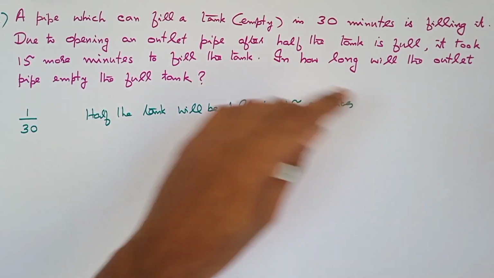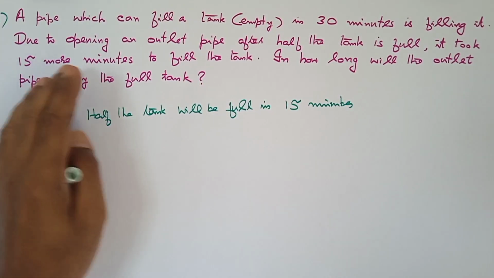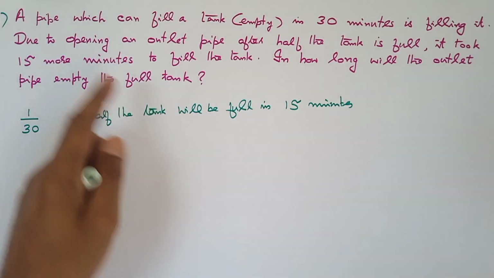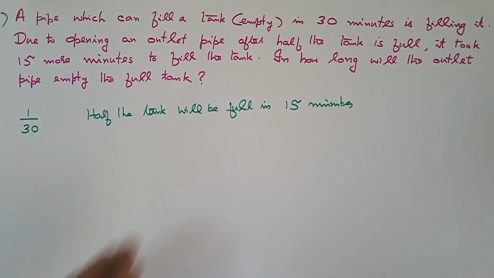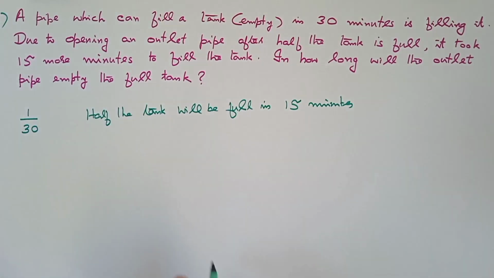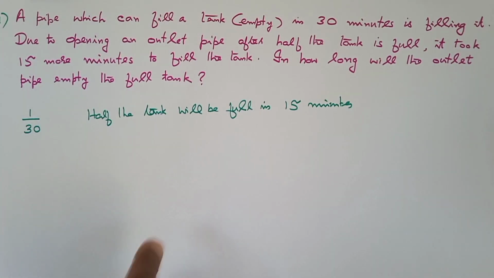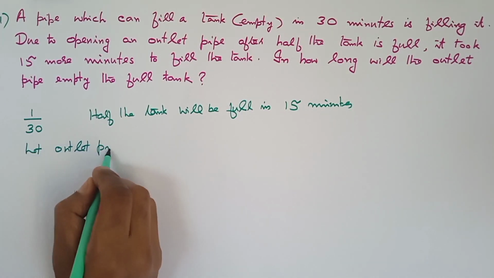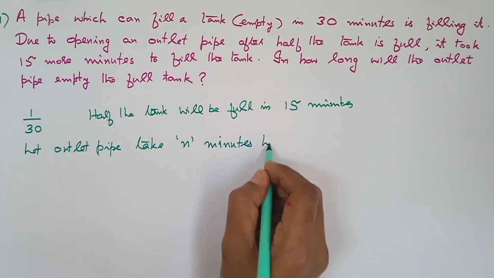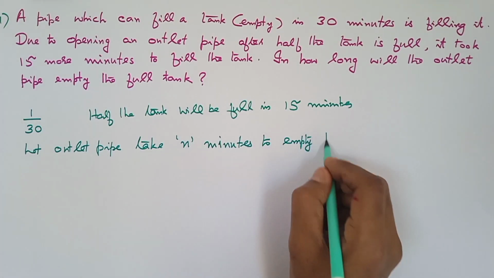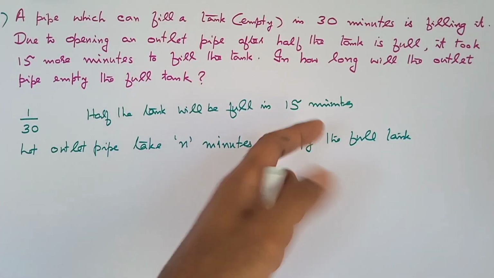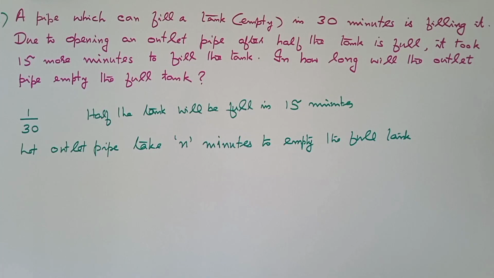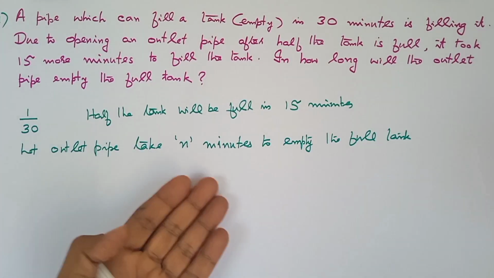I'm finding the half tank because after the tank is half full, an outlet pipe also starts working. We are opening an outlet pipe after half the tank is full. We don't know the rate of flow through the outlet pipe. So let me assume the outlet pipe takes n minutes to empty the full tank. In fact, this is what we are asked to find out: in how long will the outlet pipe empty the full tank? So we have assumed that it will take n minutes.